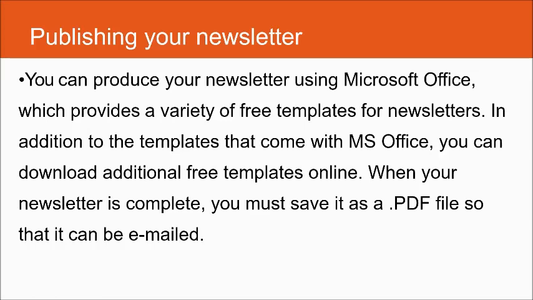So what now is the process for publishing? You can produce your newsletter using Microsoft Office, which provides a variety of free templates for newsletters. In addition to the templates that come with Microsoft Office, you can download and add additional free templates online. There are so many. When your newsletter is complete, you must save it as PDF file so that it can be emailed. Why PDF file? Because saving it in a PDF file, the formatting is intact.